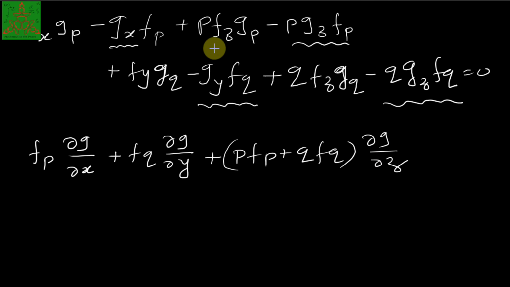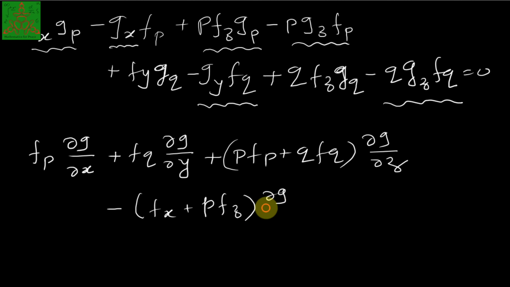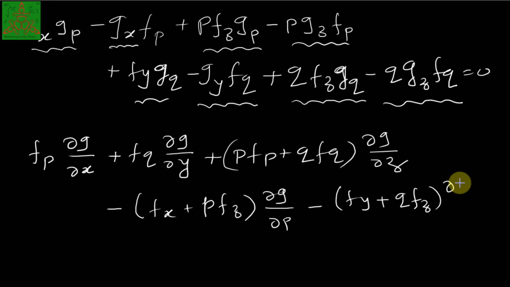Now, what are the terms in the coefficient of gp? There are two terms, one is this and another one is this, and both of them have a plus sign. If you go to the other side, it will be negative. So it is minus fx plus p fz, del g by del p. Then these two terms are left, having gq in common, and both are positive. So going to the other side, it will be negative: fy plus q fz, del g by del q equal to 0.